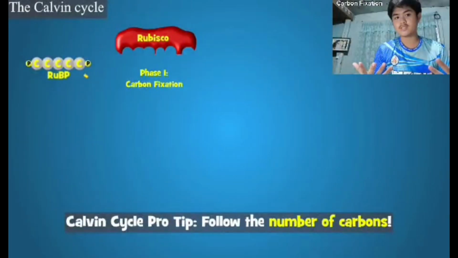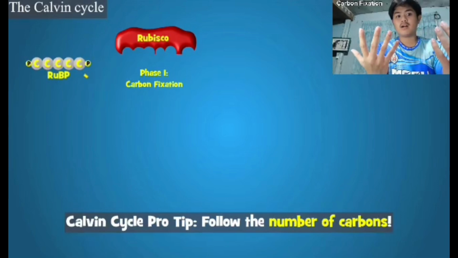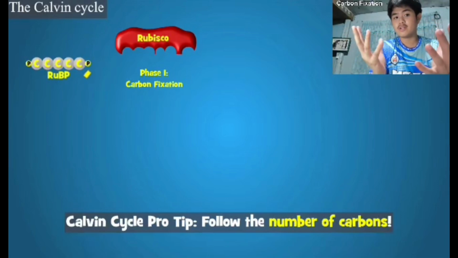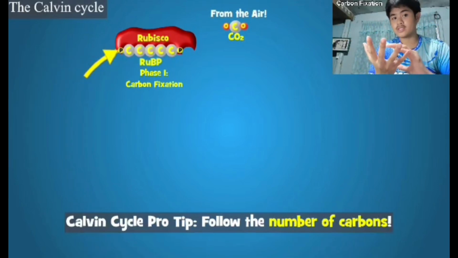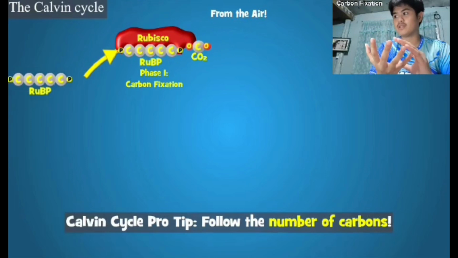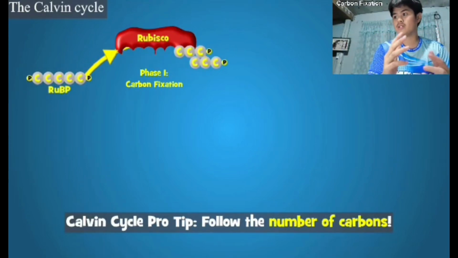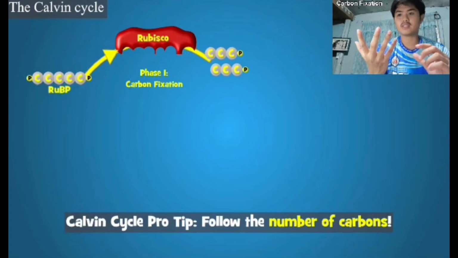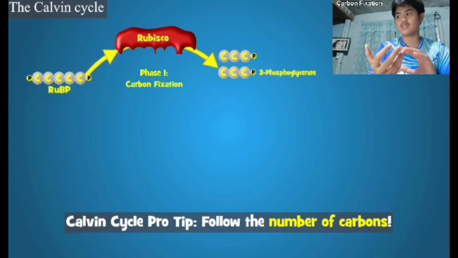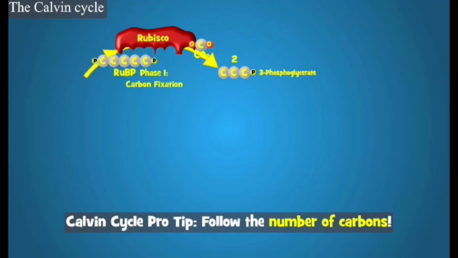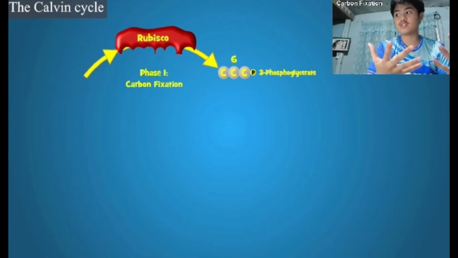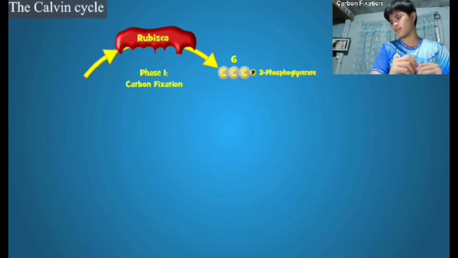Let me simply explain this. The plant breathes in carbon dioxide. Then a helper enzyme, which is what we call rubisco, attaches the carbon dioxide. Once attached, it joins to a 5-carbon molecule, which we call RuBP, or ribulose bisphosphate.